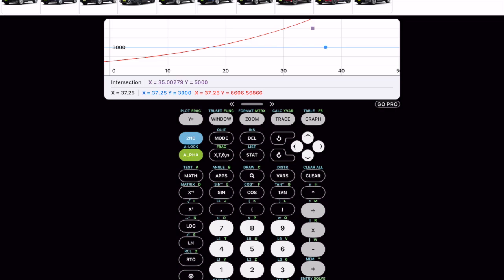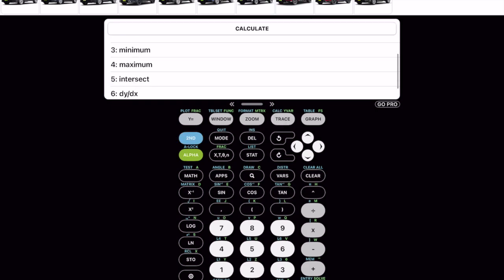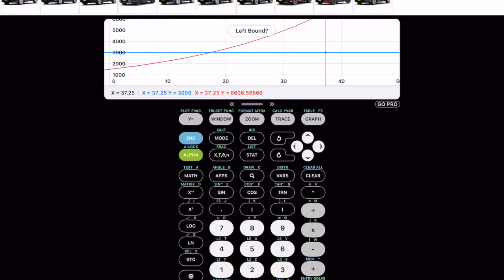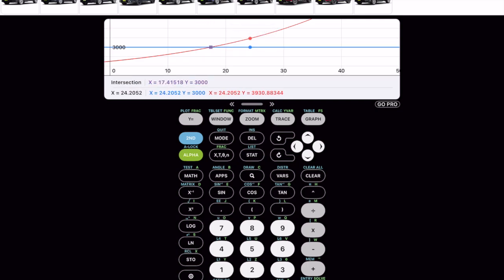And if your point of intersection is in the same viewing window as what you used before, you're good to go. So since it is in the same viewing window, now we just need to find it. Second trace brings up the calc menu, select option 5, and then you hit enter, enter, enter, okay? You aren't going to have to do what you see me doing right now because it's a different calculator. Okay, so enter, enter, enter, and you can see that your time is right there.